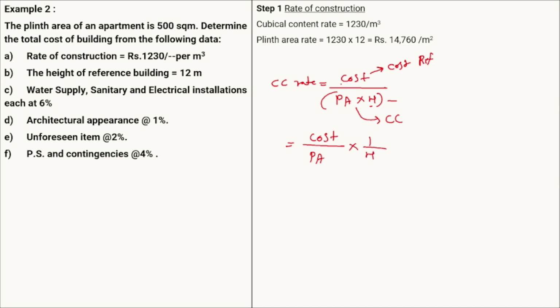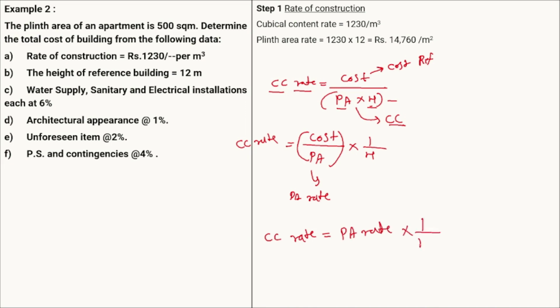Okay, whatever our formula is for the cubical content rate, the formula is cost divided by the cubical content, and cubical content is written as Plinth area multiplied by the height. So we can say that cost divided by Plinth area is your Plinth area rate. So we can say that the cubical content rate will be equal to Plinth area rate multiplied by 1 by h.